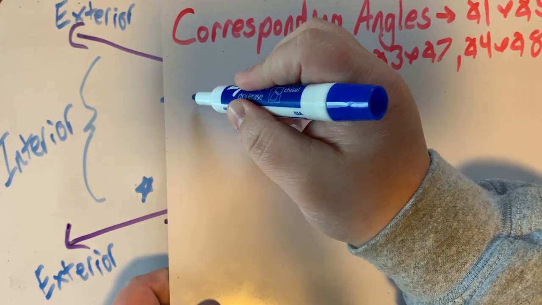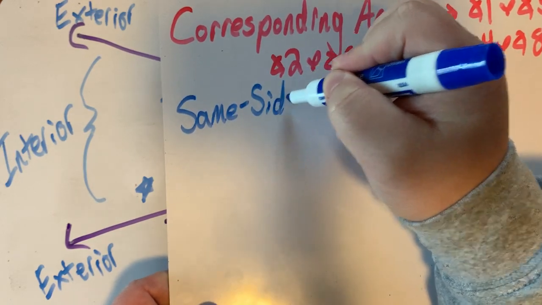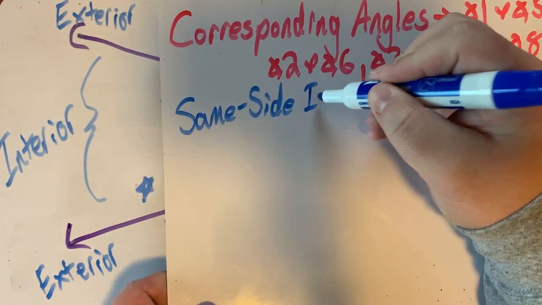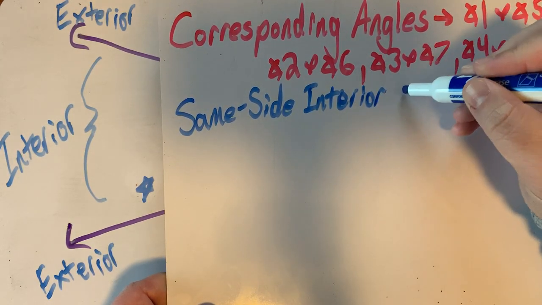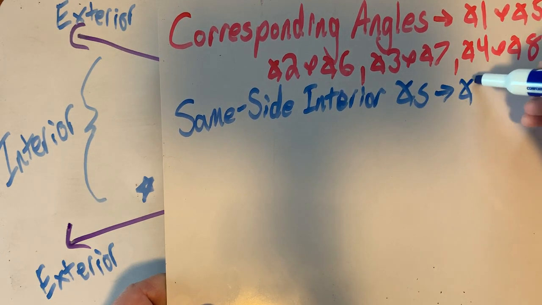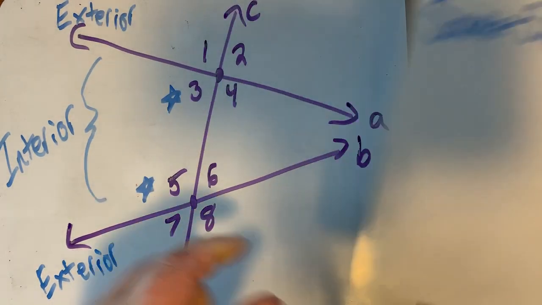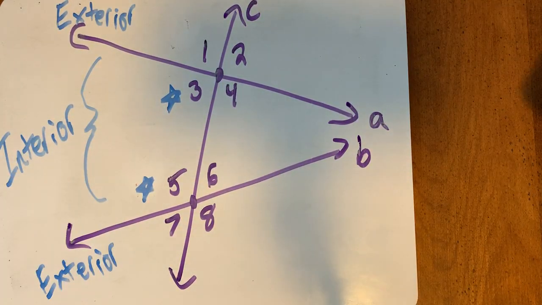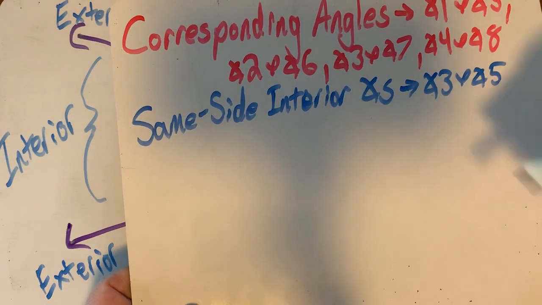We call them same side interior angles. So that will be angles 3 and angle 5. They're on the same side of the transversal and they're interior. And then 4 and 6, they're on the same side of the transversal and they're interior.